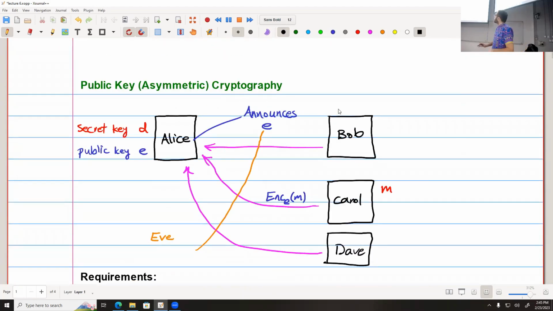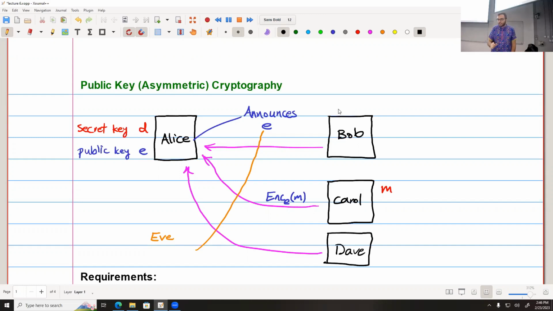So here, I had Alice on one side, and everyone wanted to send messages to Alice. So the idea was that Alice announces an encryption key, and anyone who wants to communicate with Alice can just encrypt their messages using this encryption key and send them to Alice, right? But only Alice could read the messages.